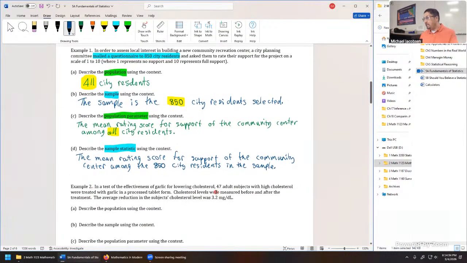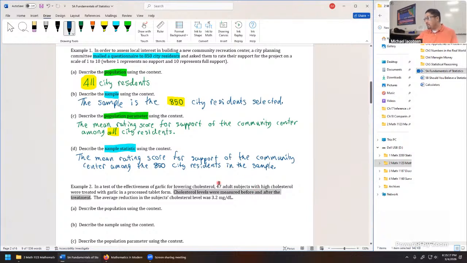It says, in a test of the effectiveness of garlic for lowering cholesterol, 47 adult subjects with high cholesterol were treated with garlic in a processed tablet form. That sounds like that would give you a really weird aftertaste. Cholesterol levels were measured before and after the treatment. And we don't know how long this was going on. It might have been, say, 8 weeks or something along those lines. The average reduction of the subject's cholesterol level was 3.2 milligrams per deciliter.